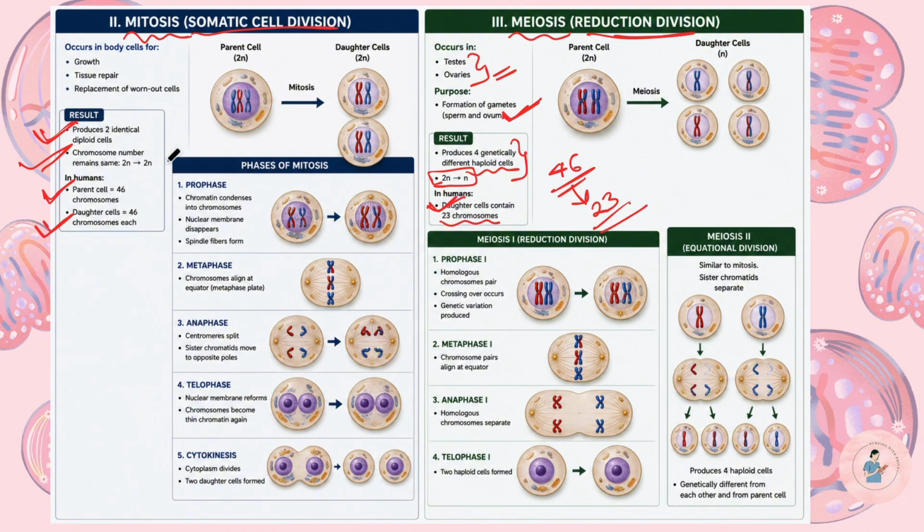Now the phases of mitosis. The phases of mitosis contain prophase. In prophase, the chromatin condenses into chromosomes and the nuclear membrane disappears. The spindle fibers are formed in the prophase. In metaphase, the chromosomes are aligned at the equator.